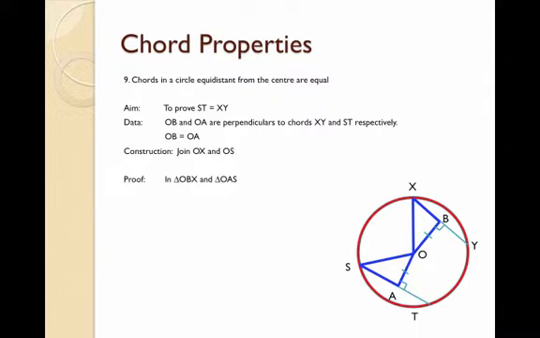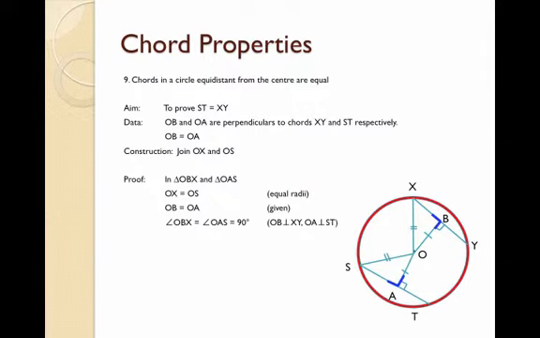So, in triangle OBX and triangle OAS, OX is equal to OS because of equal radii, OB is equal to OA as given in our data, angle OBX is equal to angle OAS, which equals 90 degrees, because OB is perpendicular to XY and OA is perpendicular to ST. Now we can say that triangle OBX is congruent to triangle OAS because of right angle hypotenuse side. Therefore, we can state that BX equals AS because matching sides in congruent triangles are equal.